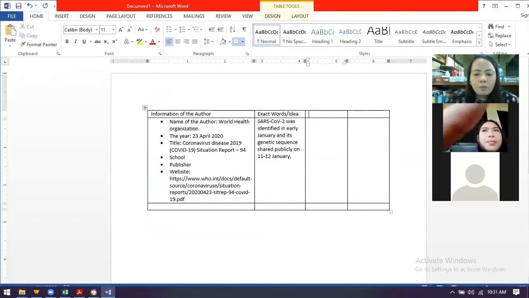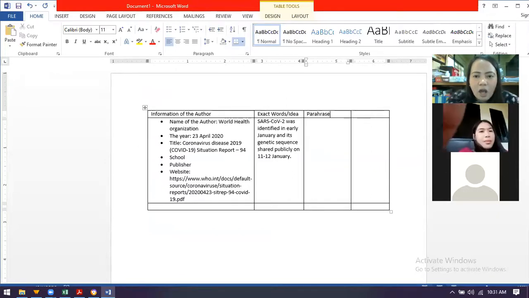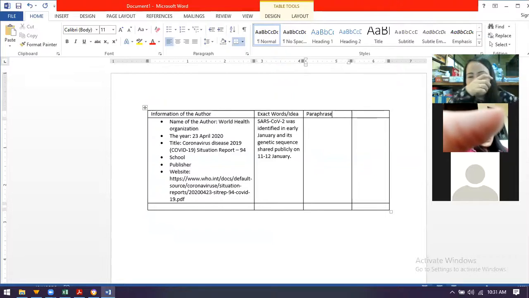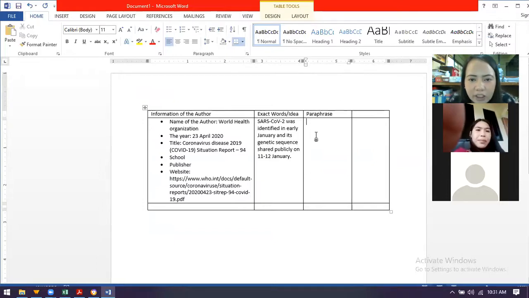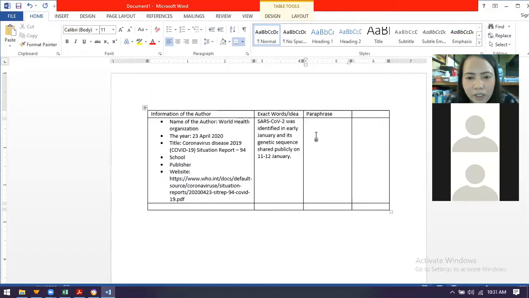Di ba, kinopy nyo na yung exact words. So, ngayon, I want you to paraphrase it. This is our way para makaiwas tayo ng plagiarism. Okay, kailangan i-paraphrase natin. So, SARS-CoV-2 was identified in early January and its genetic sequence shared publicly on 12 to 13 of January. Meaning, when we say paraphrase, you are going to state it in your own words. Merong mga memes na lumalabas sa Facebook na ginagawa lang active or passive voice. Actually, correct siya. You can do that one.